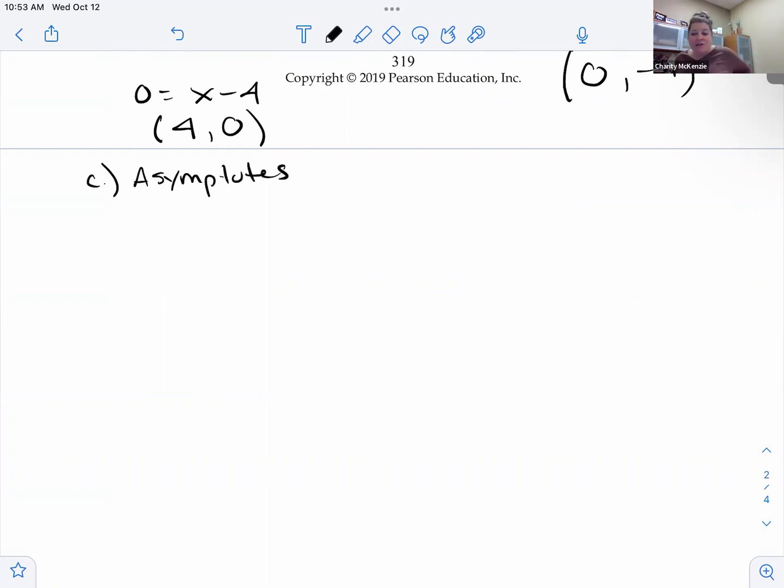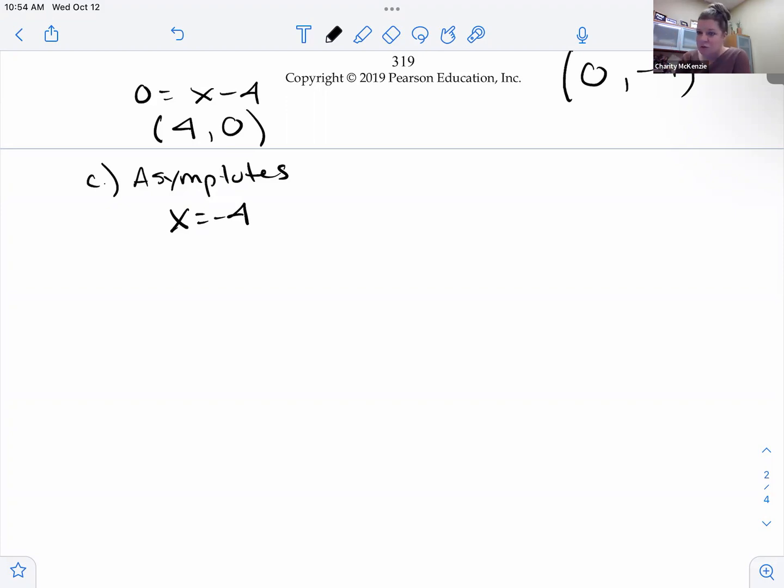So we have x in the denominator, so we know there's a vertical asymptote at x equals -4. And this is a vertical asymptote because x equals -4 is a vertical line. We can't cross that, right? Do we have an oblique or a horizontal asymptote?